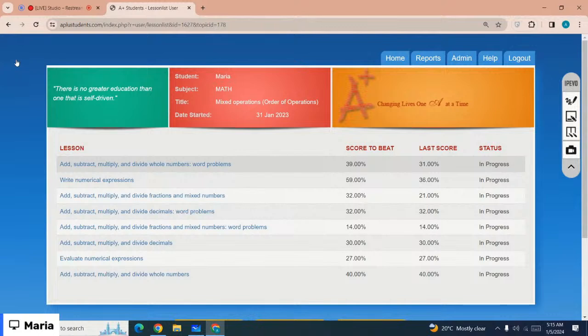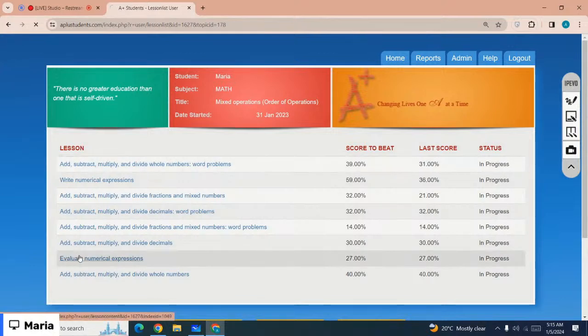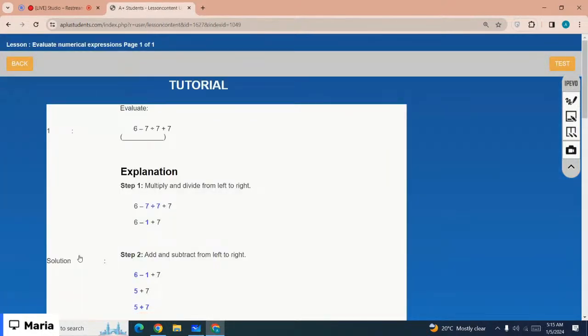The next lesson is evaluate numerical expressions. Let's just start with the next lesson, that is evaluate numerical expressions. Okay, now you are given expressions that have more than one operation, right? You have to go from left to right and perform division and multiplication first, then you have to do addition and subtraction, right?